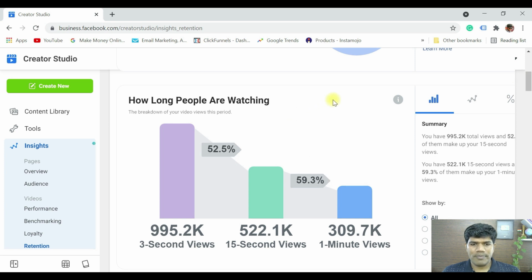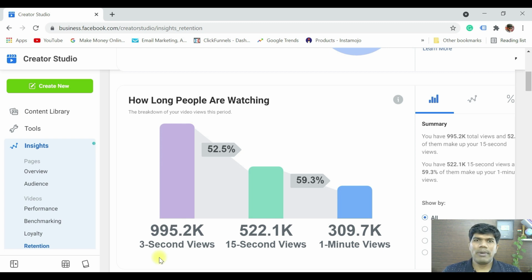How long people are watching. This is one of the most important metrics for us to understand, which is going to show how long people are watching your 3-second video, right? How many are watching your 3-second video, how many are watching your 15-second video, and how many are watching that 1 minute mark, right?